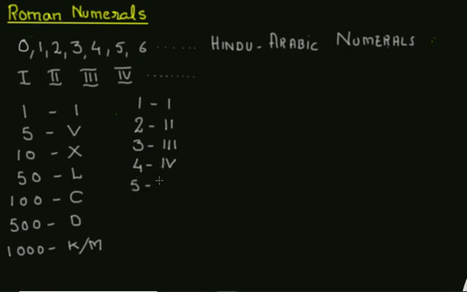5, as we know, it is written as V. Then you have 6. 5 plus 1, VI. 7 would be 5 plus 1, 6 plus 1, VII. 8 would be VIII. 9, check this out, children. It is I followed by X. So 10 minus 1. As I told you, if you have a smaller symbol followed by a greater symbol, you subtract the smaller from the greater, that is 10 minus 1, 9. And finally you have the 10, which is X here like this.